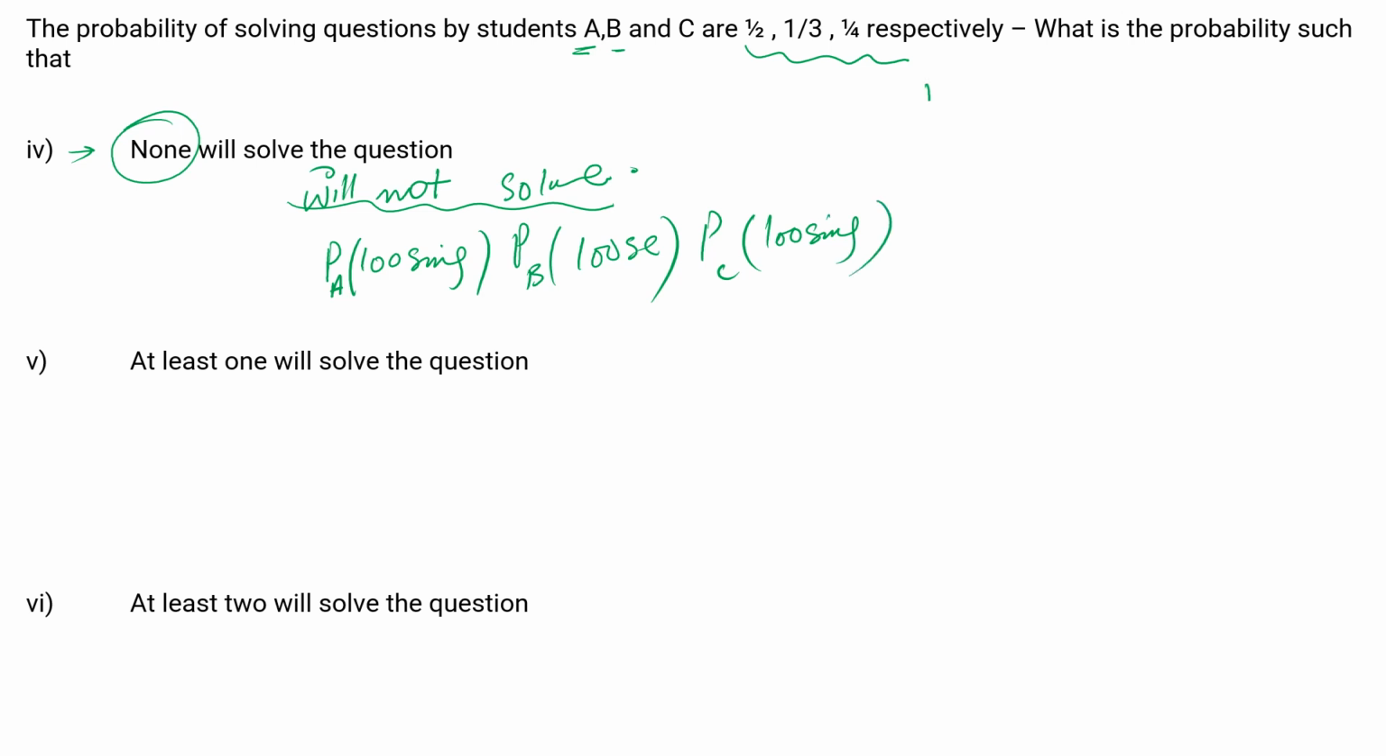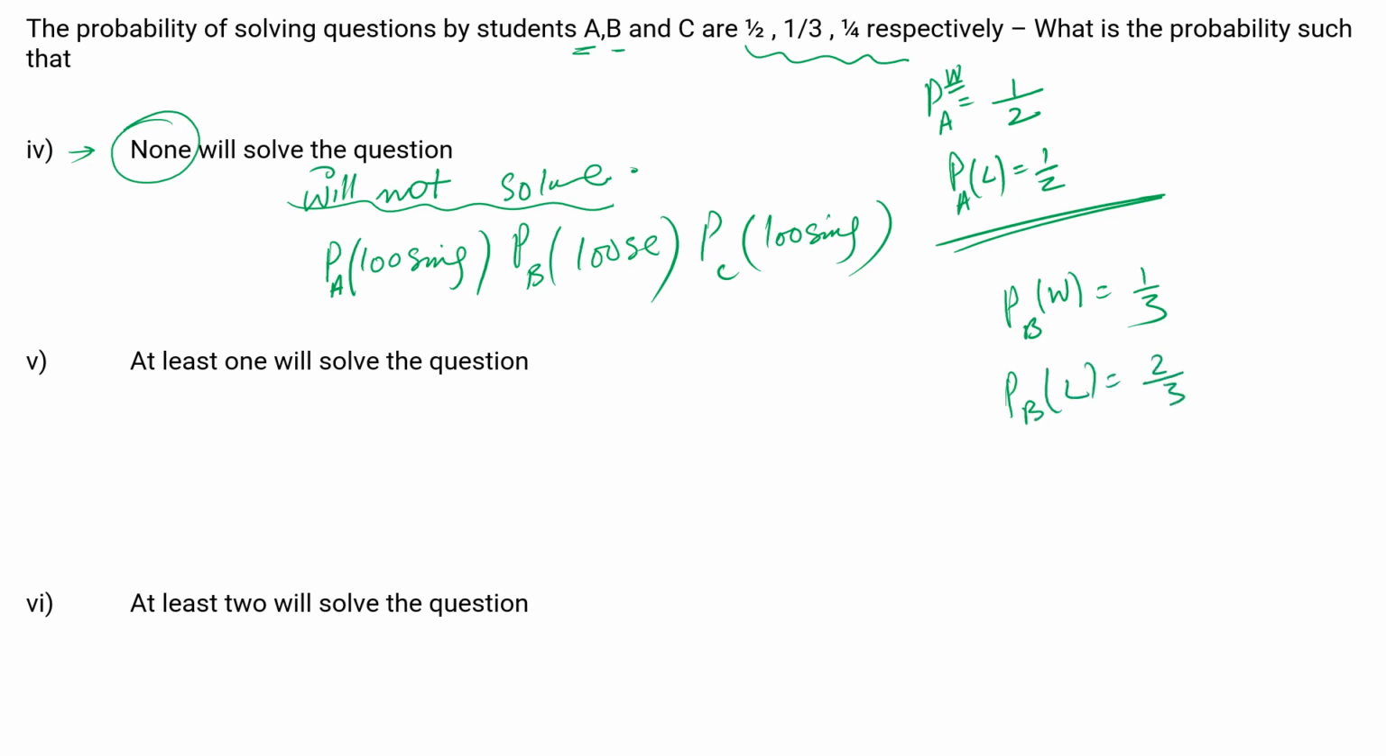We already know that P(A) winning is 1 over 2 and P(A) losing is also 1 by 2. We already have solved these things before. So the probability of B winning is 1 by 3. Probability of B losing is 2 by 3. Similarly, probability of C winning is 1 by 4 and probability of C losing is 3 by 4.